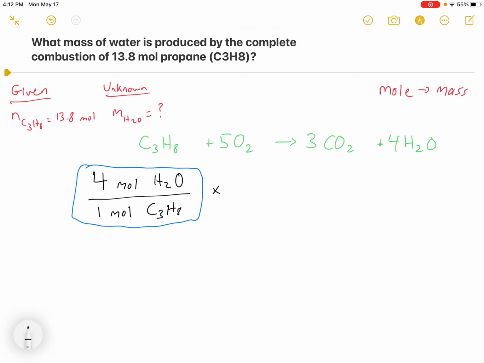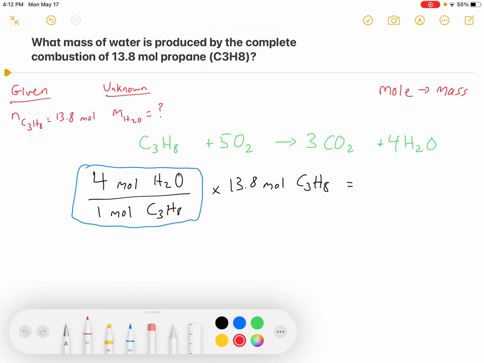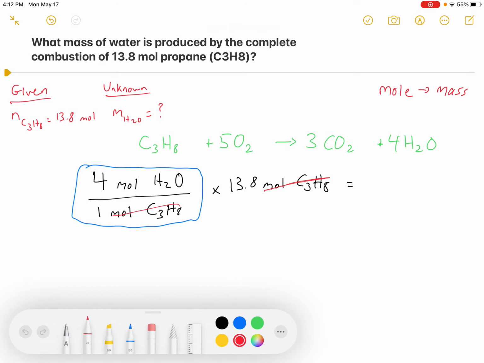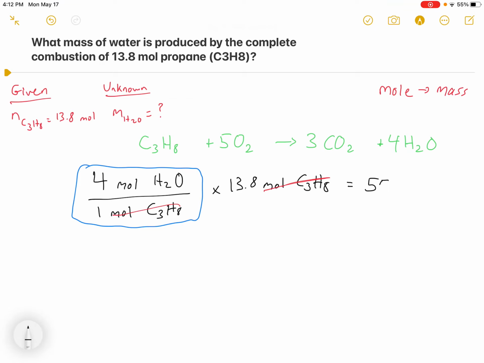So I can multiply this value in blue by 13.8 moles of propane, and this is going to give us a value in moles of water. We know this because we've set up the proportions such that the units of moles propane cancel out and leave you with just moles of water. And that's a way you can double check to make sure that you are on the right track in setting up your proportions. So when we multiply these values together, we are going to get a value of 55.2 moles of water that get produced by this reaction.